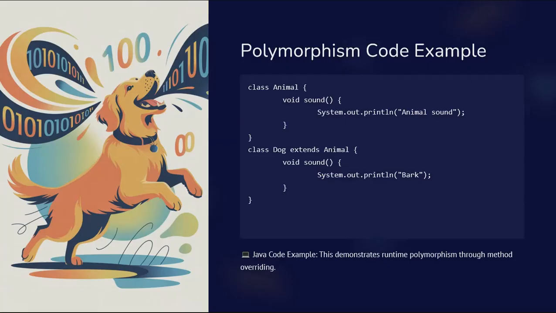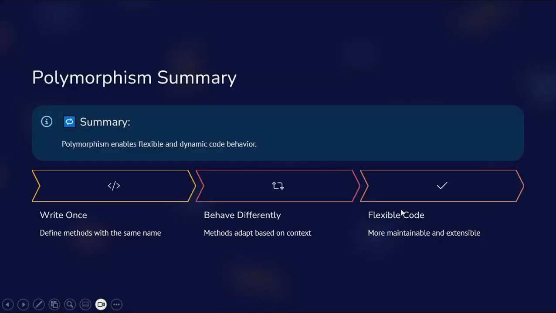Here is one code example. Animal is a class, and void sound is a method of the Animal class that prints something. Now class Dog extends Animal and also has a sound method. So you can say this is method overriding. The Dog class's sound method is overriding the sound method of the Animal class. This demonstrates runtime polymorphism through method overriding.